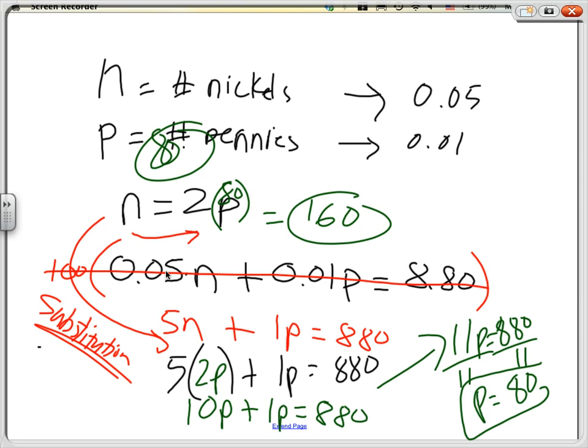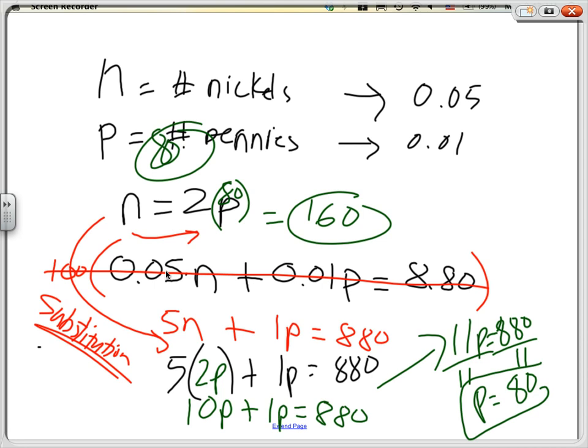80 pennies, 160 nickels. And of course, if you test it out, 160 nickels is exactly $8, and 80 pennies added to $8 is $8.80. Any question on this one? Okay, so you see how it works, right?